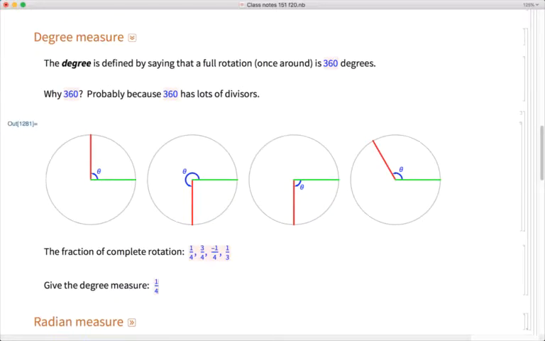For the first angle, all the way around is 360. That's the definition of degree. And so we're going 1/4 of that. The first angle has a measure of 90 in degrees.